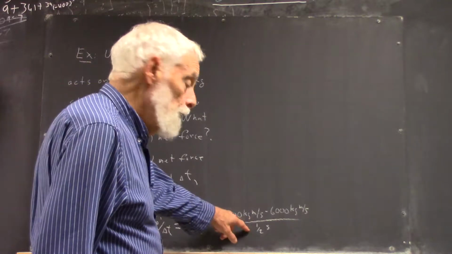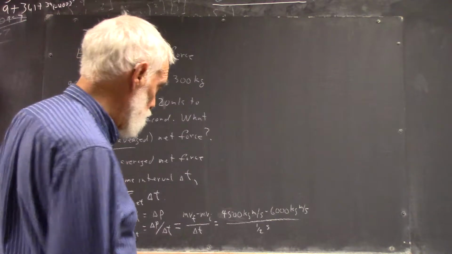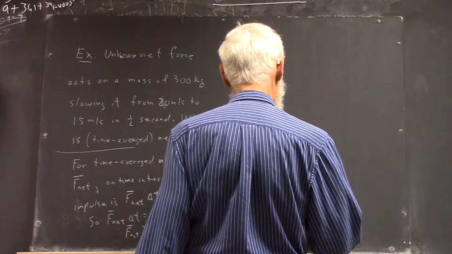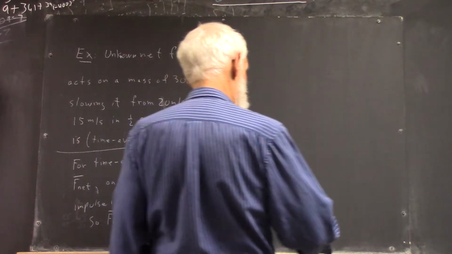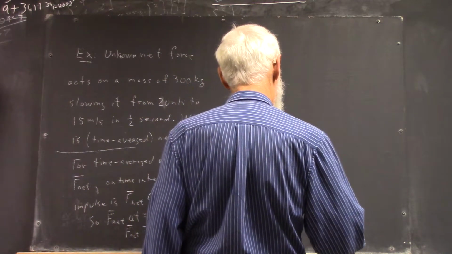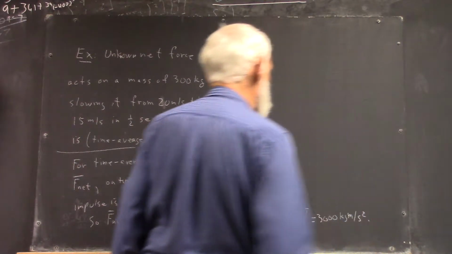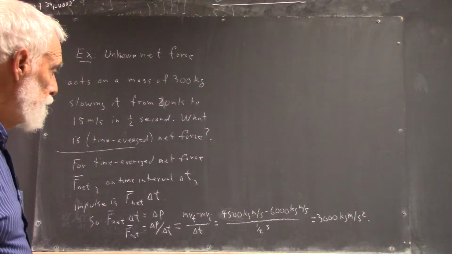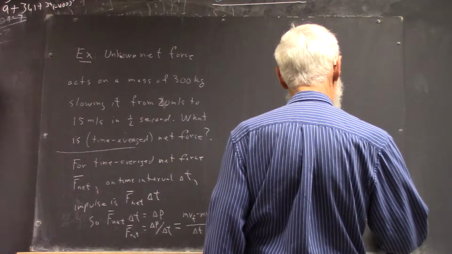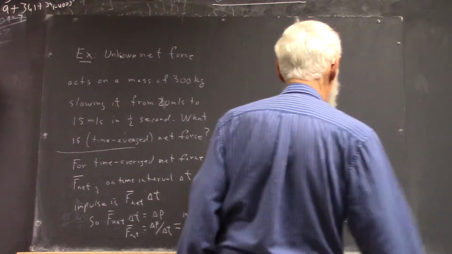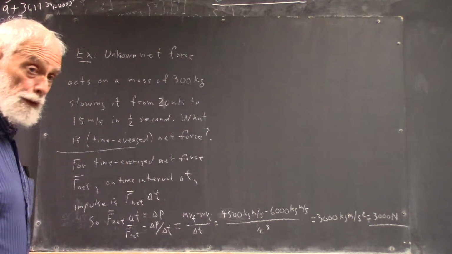You have to divide that by 1/2 second, which is going to multiply that 1,500 by 2 and give you another second in the denominator, and you end up with 3,000 kilogram meters per second squared, which is, of course, 3,000 newtons. Now that's the time average of the net force.